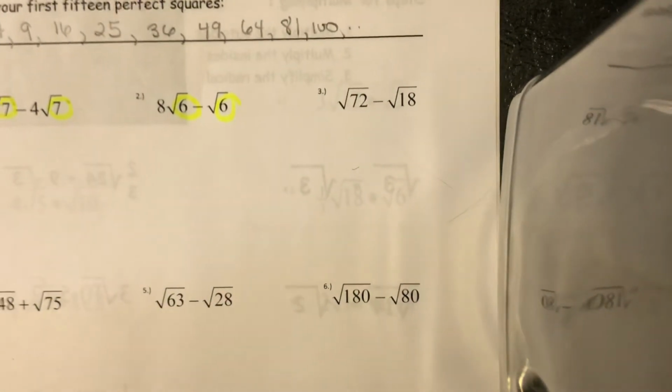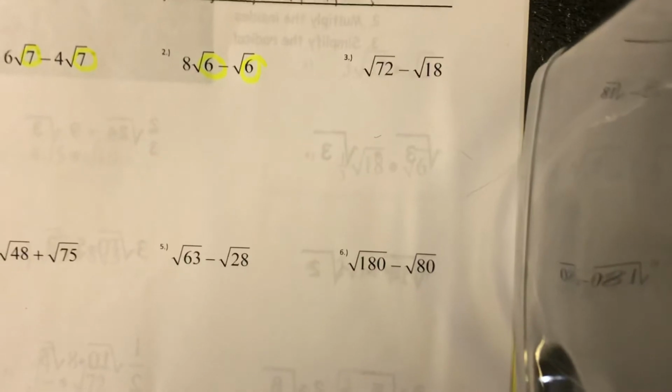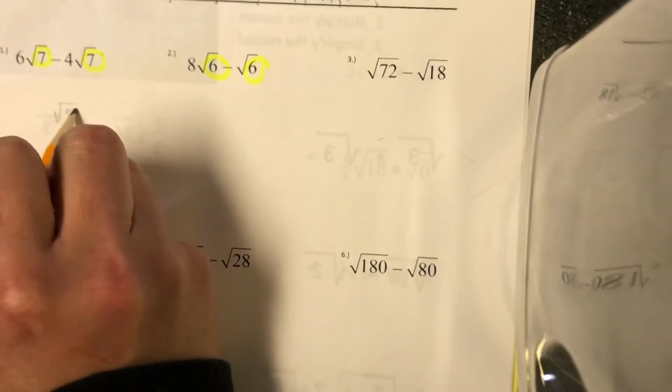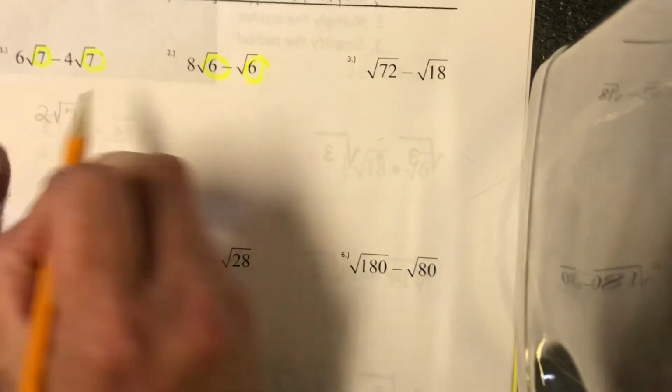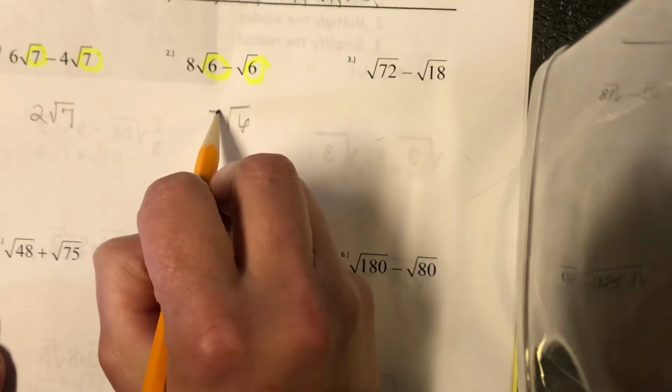So like this first example, number 1, we have 6 square roots of 7 minus 4 square roots of 7. The square root of 7 stays. 6 minus 4 is 2. Likewise here, the square root of 6 stays. 8 minus 1 is 7.